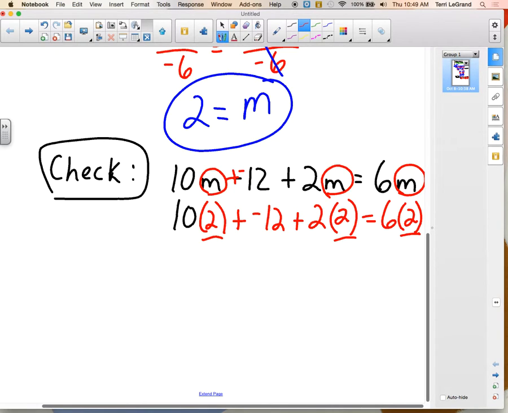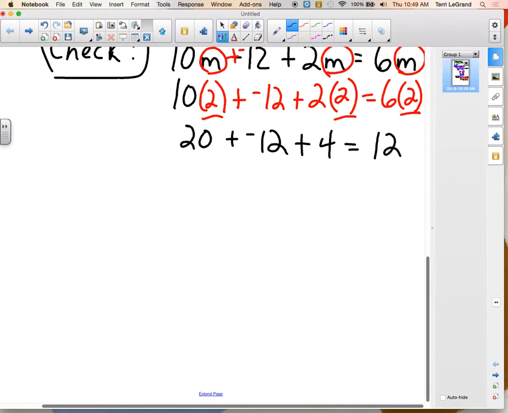Now we're evaluating. What's 10 times 2? 20, okay? Plus negative 12, we'll just bring that down. What's 2 times 2? 4. And 6 times 2? 12. Okay, we're not using our calculator, so we'll make our lives easier by just maybe taking this a couple more steps. 20 plus negative 12.